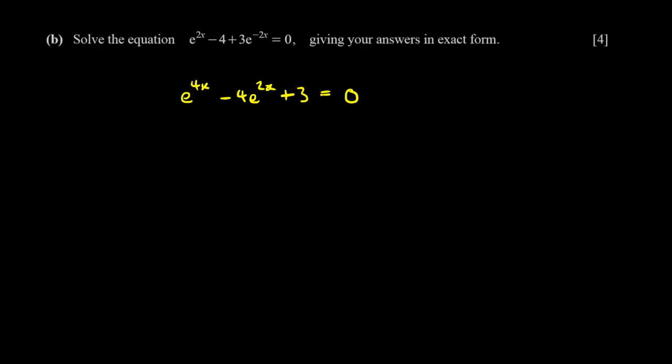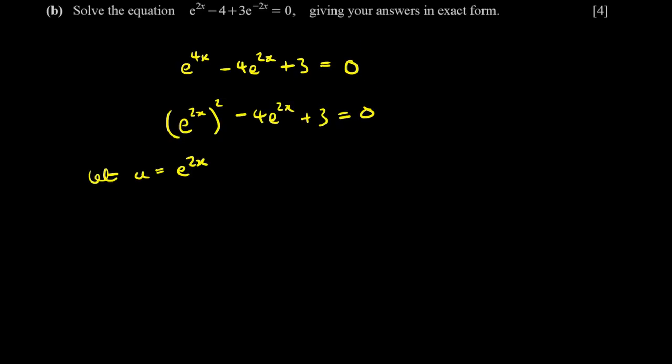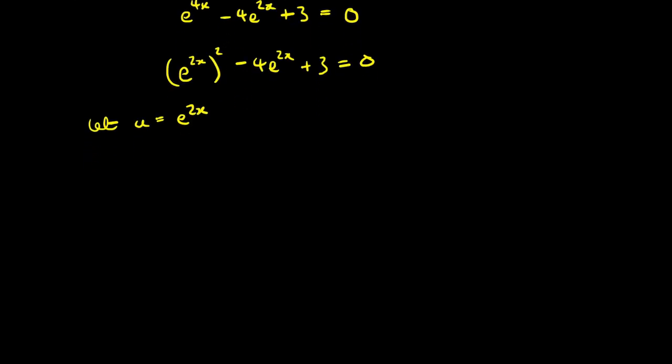Okay? Now, what I hope you'll notice is that this is actually a quadratic. It's a quadratic in e to the 2x. Let me try to demonstrate why. Because the e to the 4x can be written as e to the 2x all squared. And so therefore, I think it may help you to see this by saying let u equal e to the 2x. Okay, and if we do that, then what we're going to end up with is u squared minus 4u plus 3 is equal to 0.